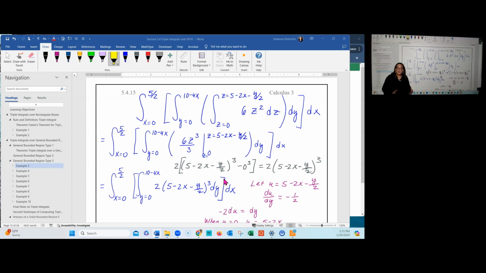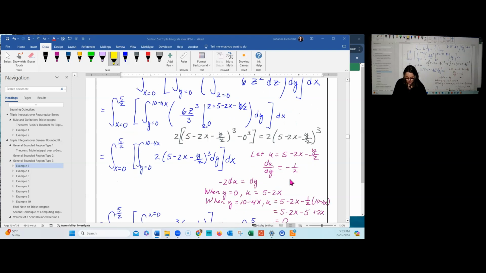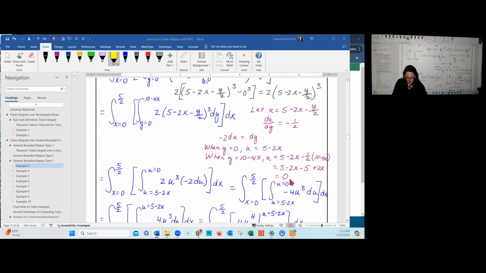In this case, we're going to do the integrand with respect to y next. So then we will do a u substitution by letting 5 minus 2x minus y over 2 be equal to u. This is going to be with respect to y, so we need to find du dy, which just turns out to be a negative 1/2. We abuse the notation by solving for dy, which gives us that dy is negative 2 du.